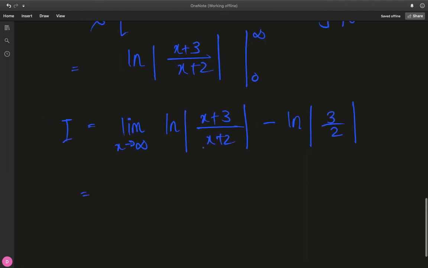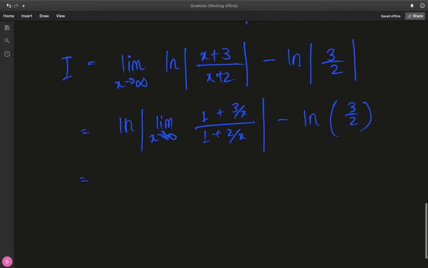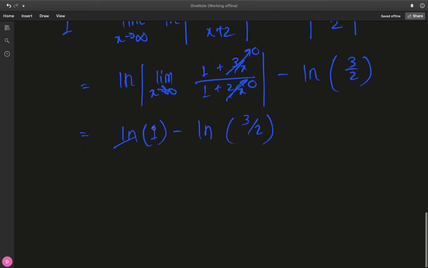So we can take the limit inside the natural log. We have the limit as x tends to infinity. I can write this as 1 plus 3 over x divided by 1 plus 2 over x, right? I'm just dividing by x, and then since they are a ratio, the x will cancel out in both numerator and denominator. So we have the natural log of 3 over 2 on this side. In the limit as x tends to infinity, this will go to 0, this will go to 0. So we just have the natural log of 1 over 1. So the natural log of 1 minus the natural log of 3 over 2. The natural log of 1 is 0.